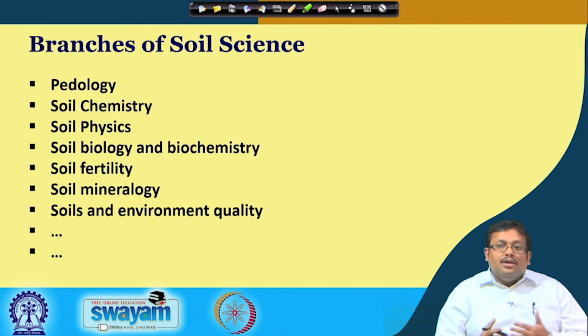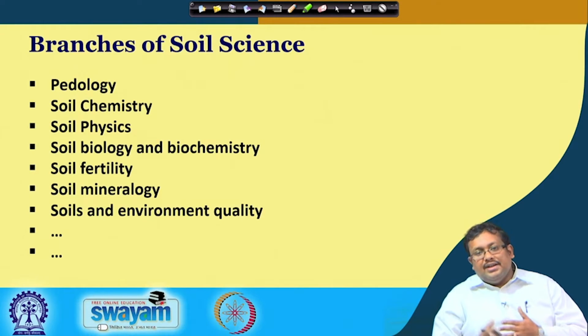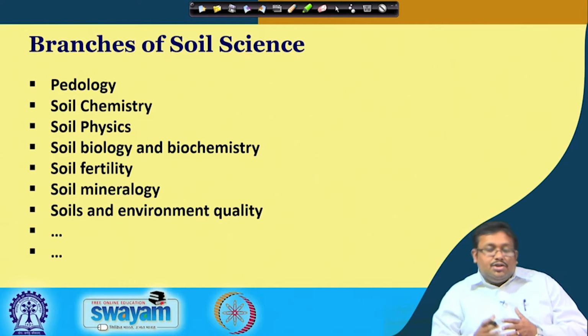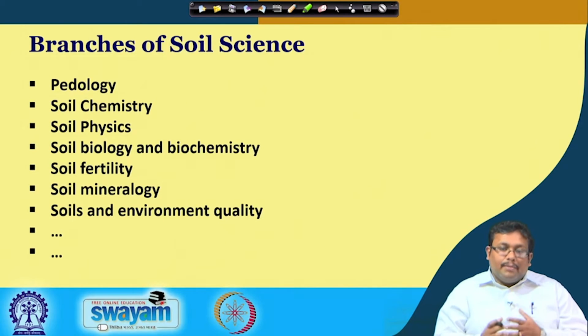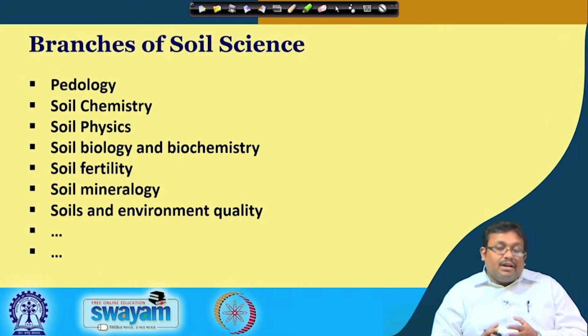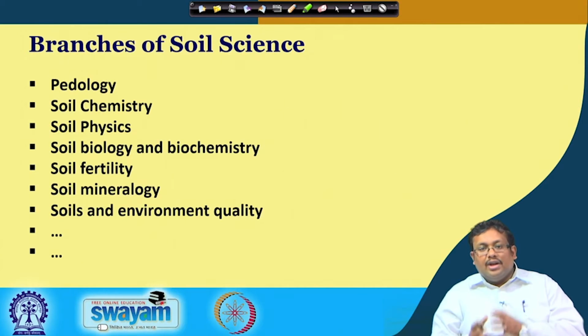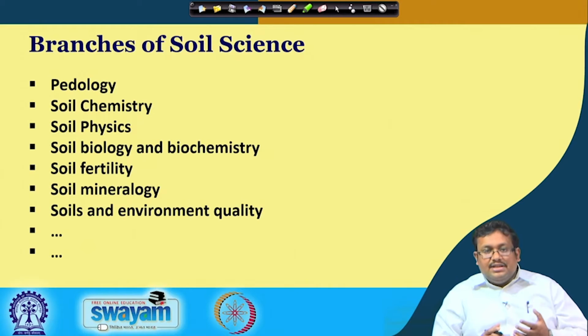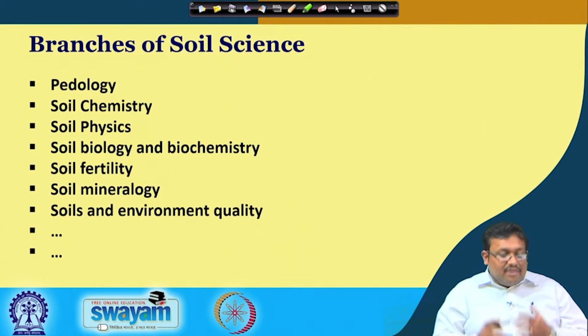Soil pedology basically deals with the origin of soil and its classification and its several features. Soil chemistry deals with several chemical properties of the soil. Soil physics deals with physical properties of the soil. Soil biology and biochemistry deals with different microorganisms, organic colloids and organic molecules which are present in the soil. Soil fertility deals with the fertility status of the soil, how soil is an important entity for sustaining the plant and how it supplies different nutrients to the plants. So, that is covered in soil fertility.